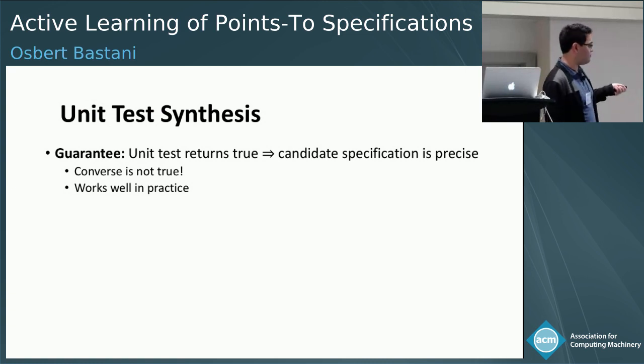If the unit test returns false, it may return false even if the candidate specification is precise. That's just because executions are inevitably under-approximations of the library behavior. But we find, and you can see our paper for more detail, that we use a bunch of heuristics to make sure this works in practice.